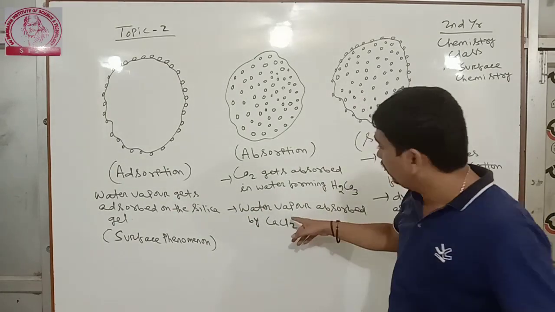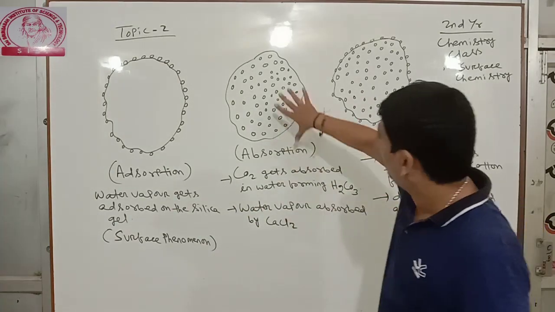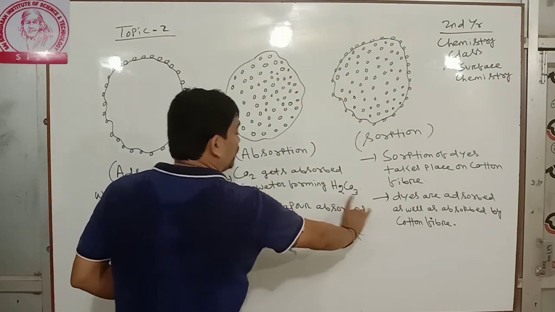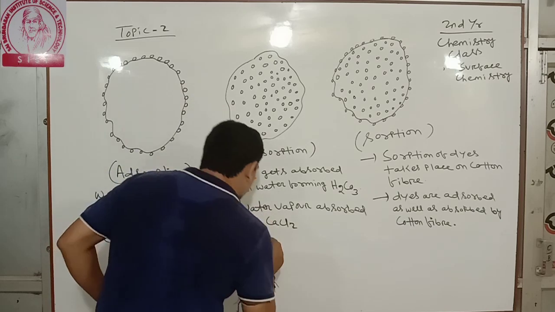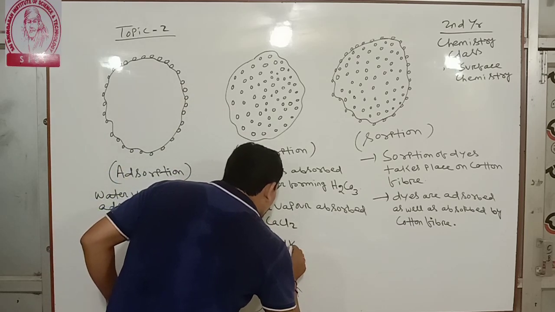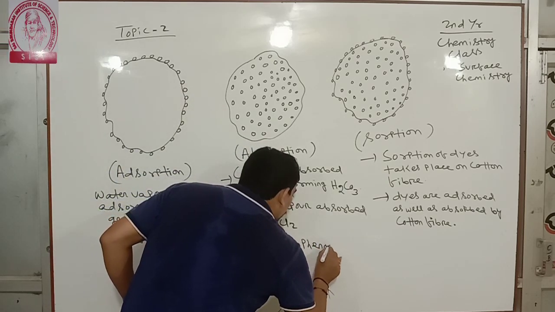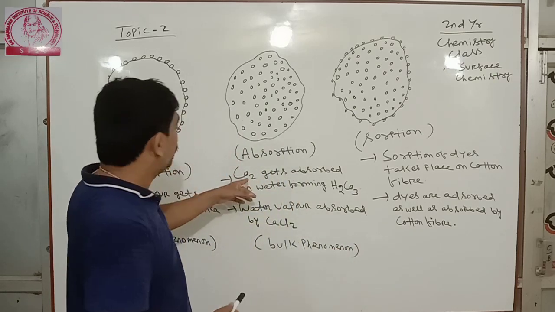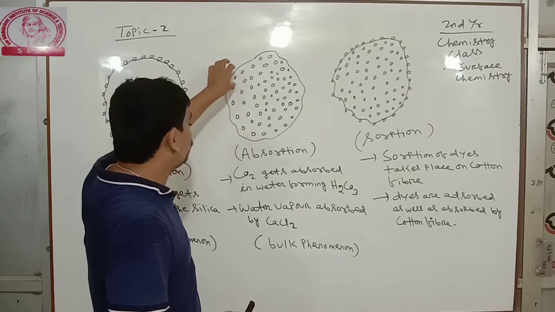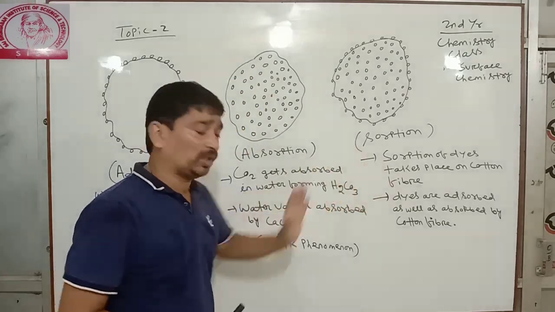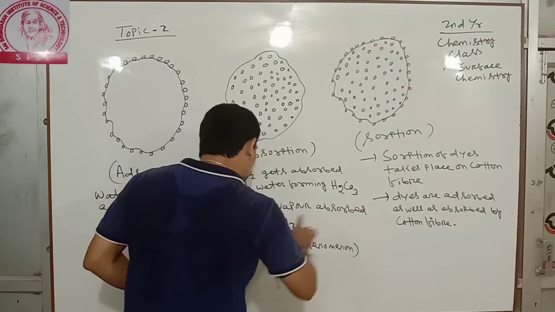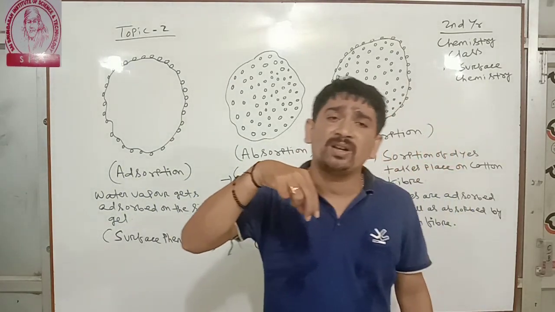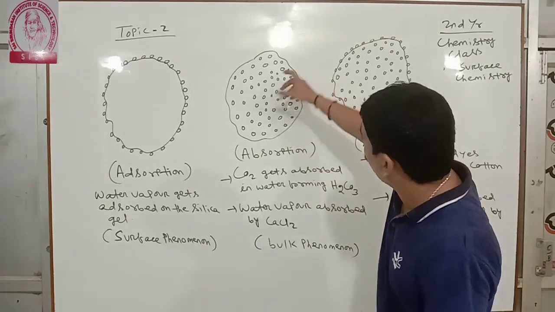Next is absorption. Here carbon dioxide is absorbed in water forming carbonic acid, H2CO3. This is a bulk phenomenon. Carbon dioxide gets absorbed in water forming H2CO3. Water vapor is absorbed by calcium chloride. Clear? So this is absorption.